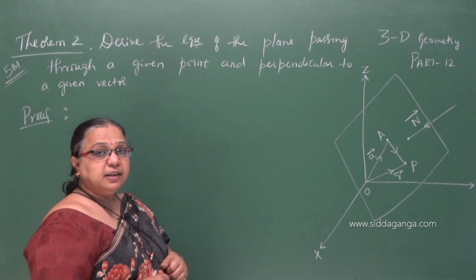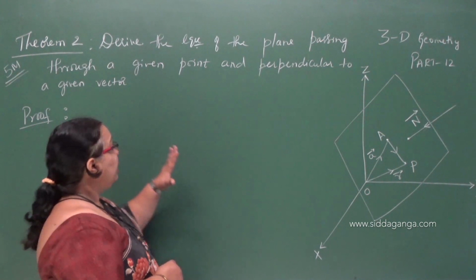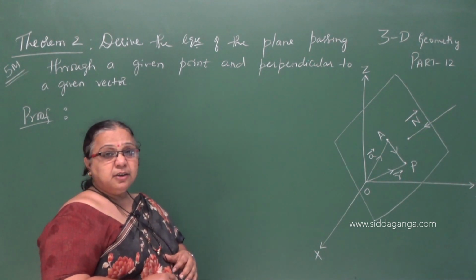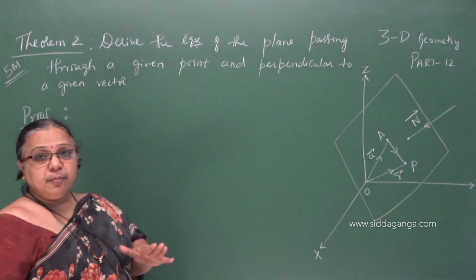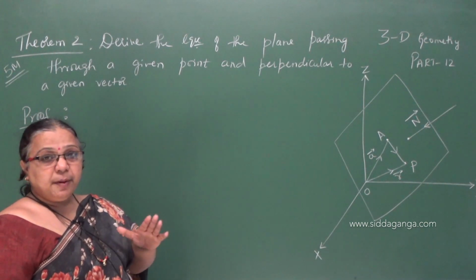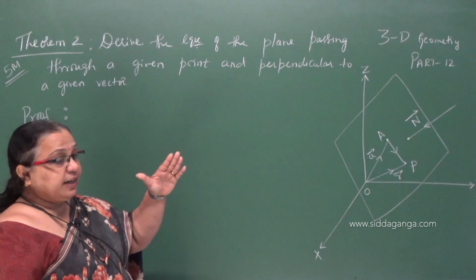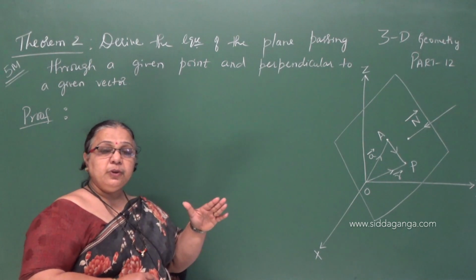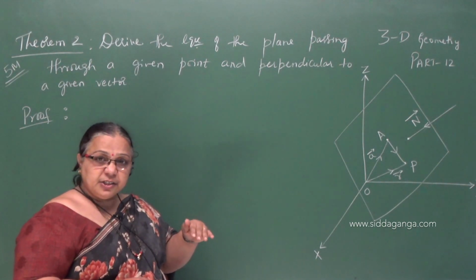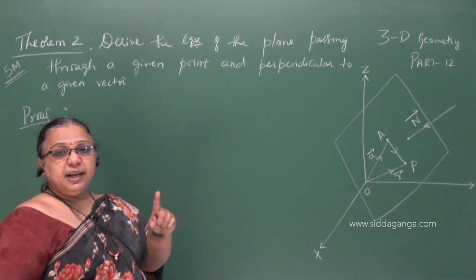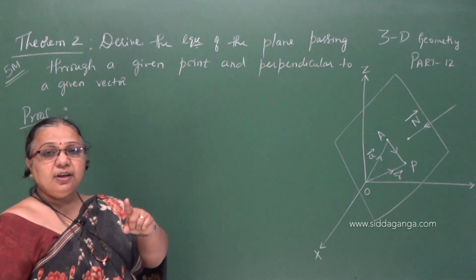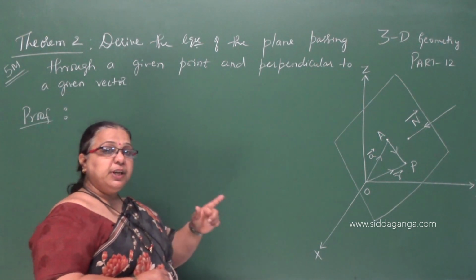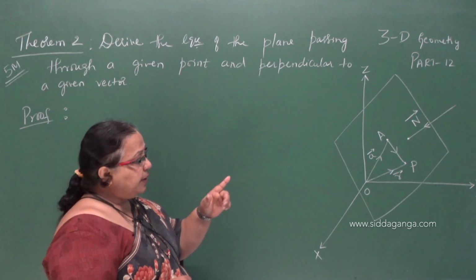perpendicular to vector n. So when we write the theory for this, in a space where we have infinite number of planes which are perpendicular to vector n, but when we consider a plane passing through a point, then we get a unique equation of the plane. So now we are going to derive that unique equation of that plane.